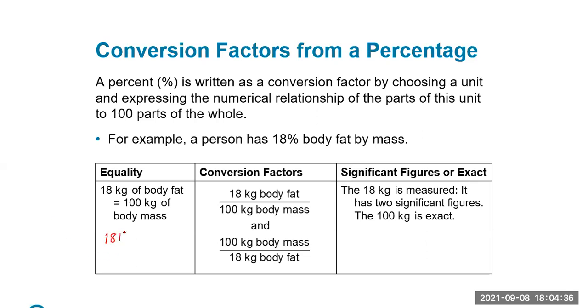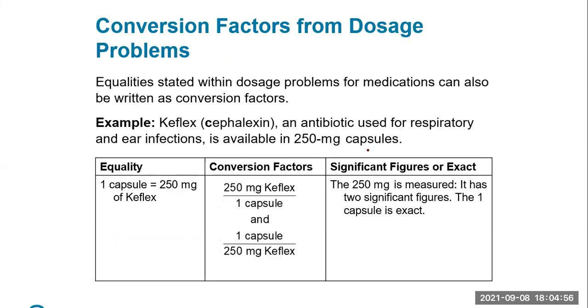Same idea, 18 pounds of fat and 100 pounds of body mass. You obviously could write your two conversion factors. In reality, you really could assume any number you want, but again, we usually assume 100 because it keeps the numbers the same. Obviously, if you assume 200, then you would have some different numbers.